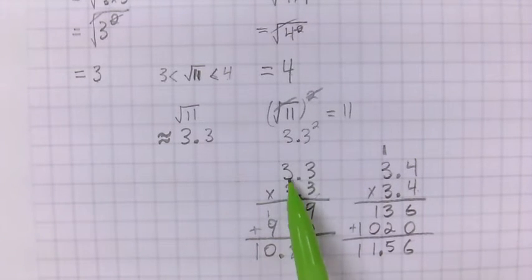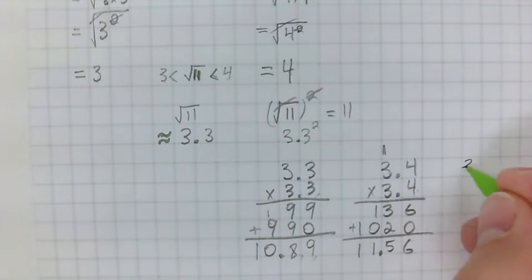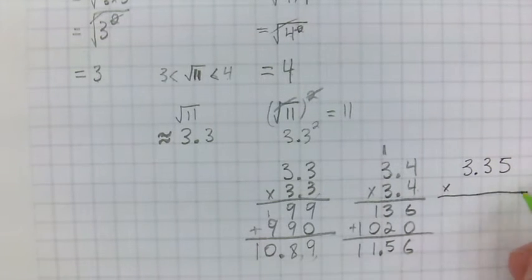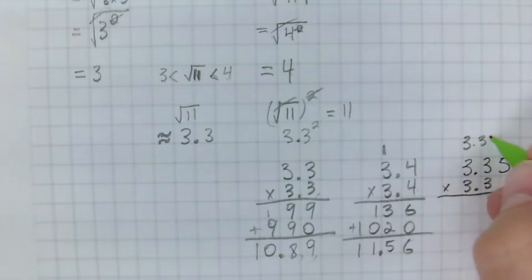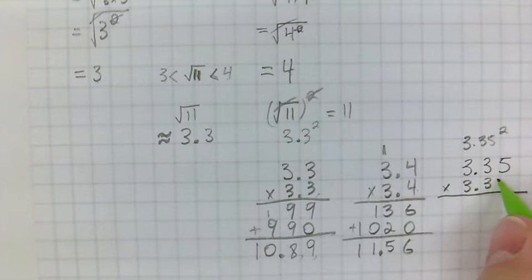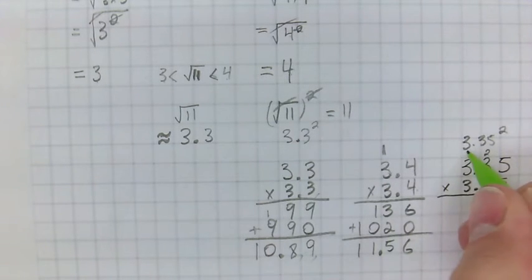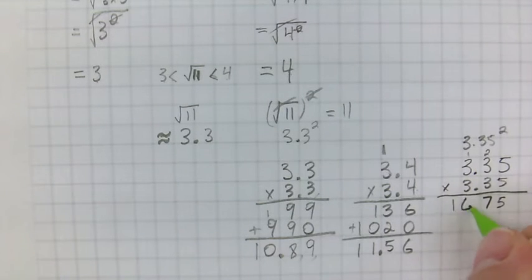So it's somewhere between 3.3 and 3.4. What's between those? Well, 3.35. Okay, let's multiply this by itself. Let's square it. Let's do 3.35 squared. 5 and 5 is 25. 5 and 3 is 15, 17. 5 and 3 is 15 plus 1 is 16.